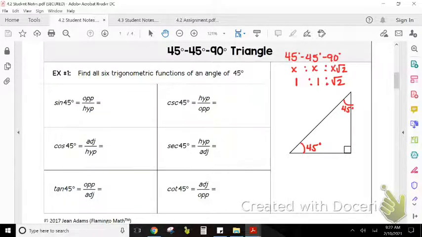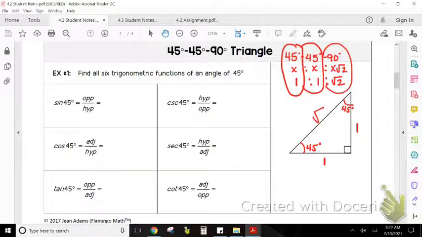Now remember, the angle on the side is going to go across from it. So across from the 45, and it doesn't matter which one, because if you notice, they're the same, because the same angle measures are going to have the same side measures, okay? So across from the 45, we're going to put a 1. Across from the other 45, we're going to put a 1. And then across from the 90, we're going to put that square root of 2.